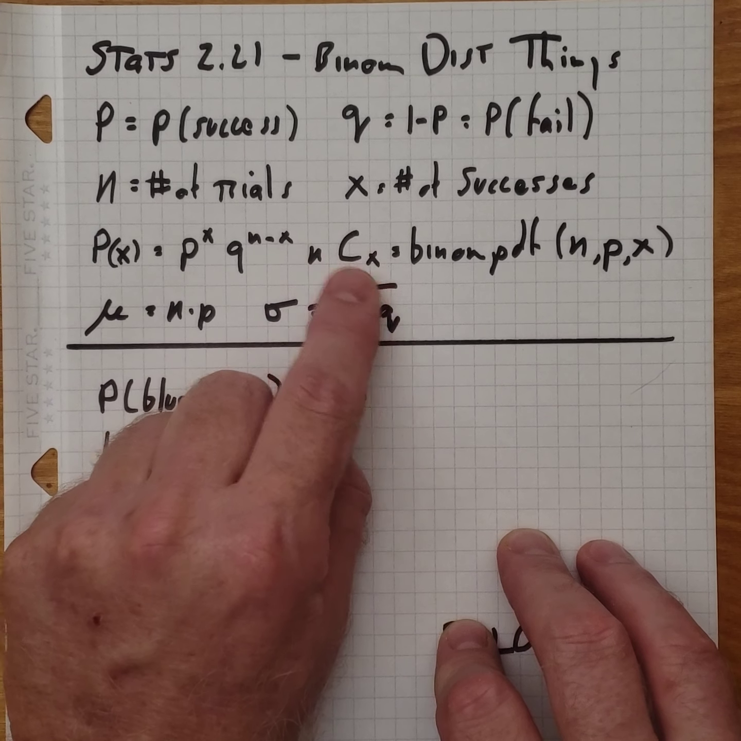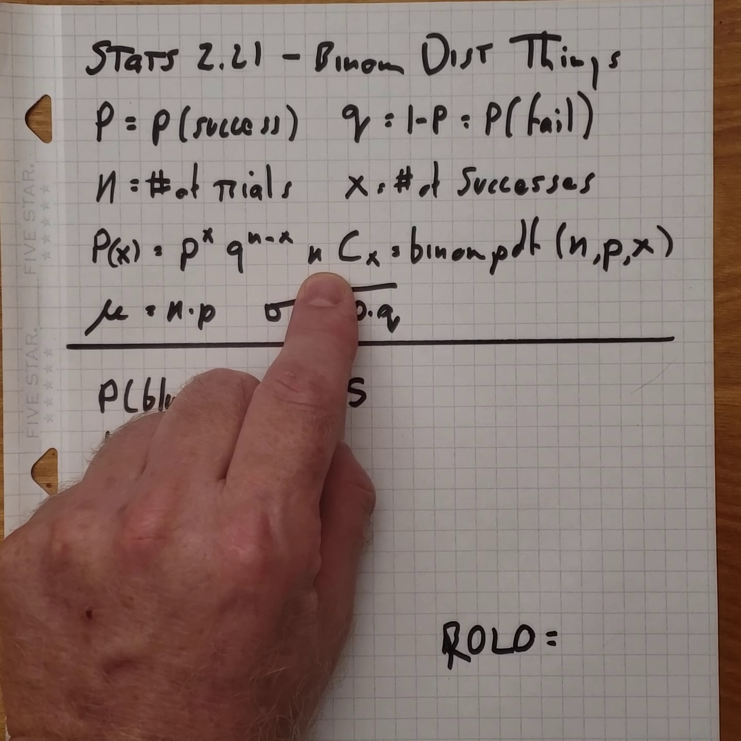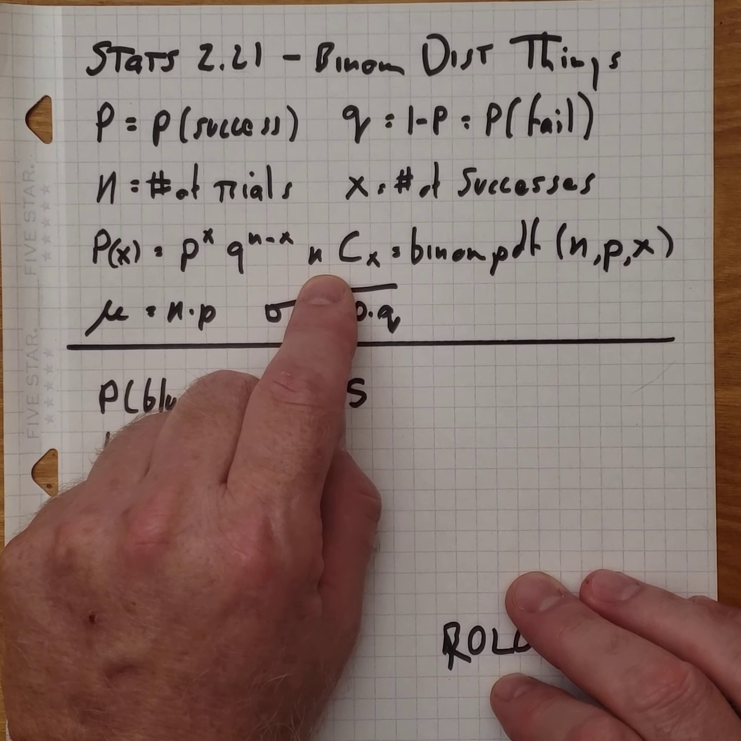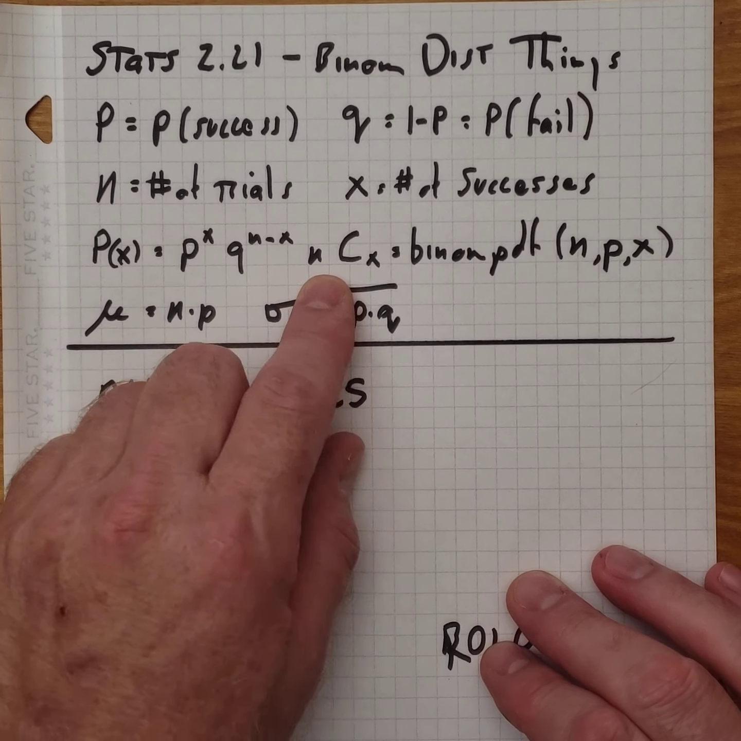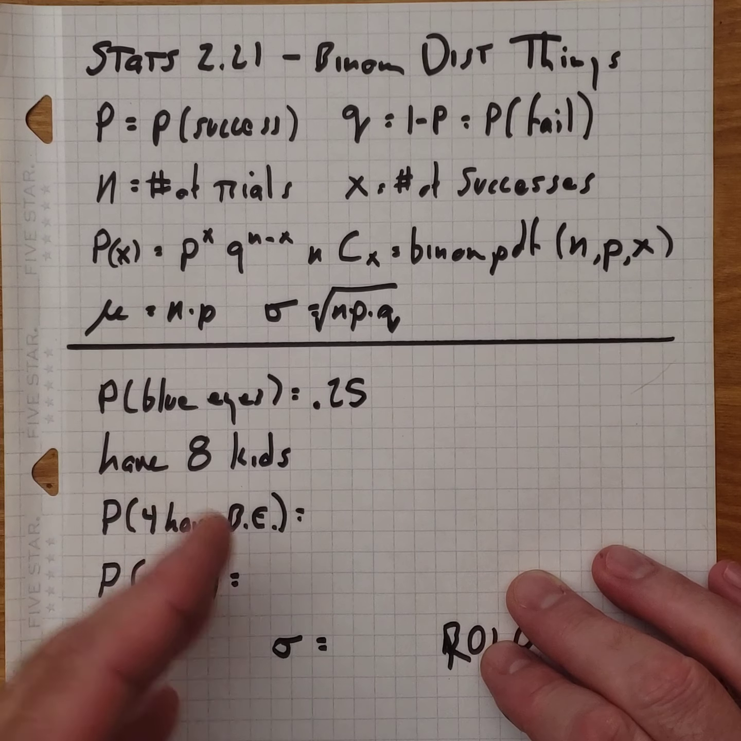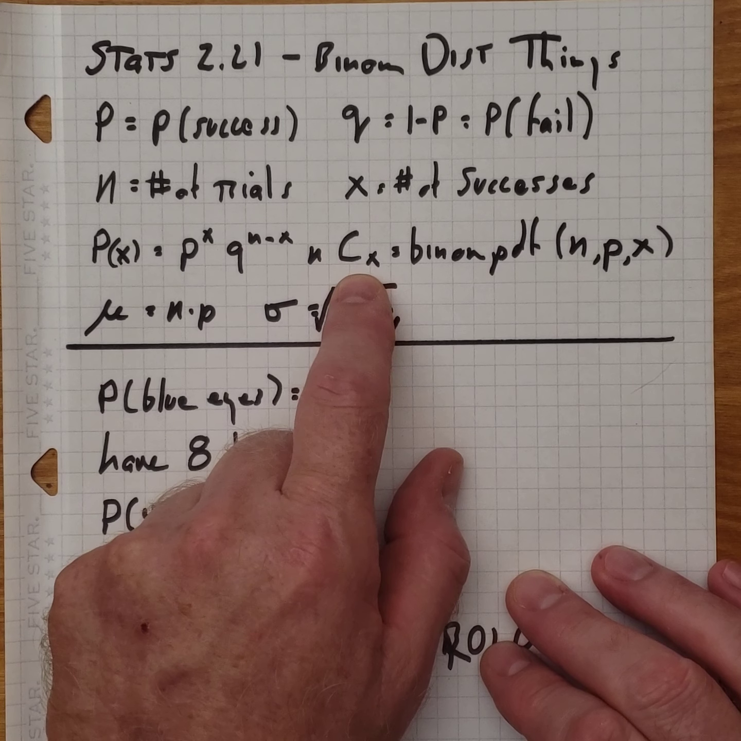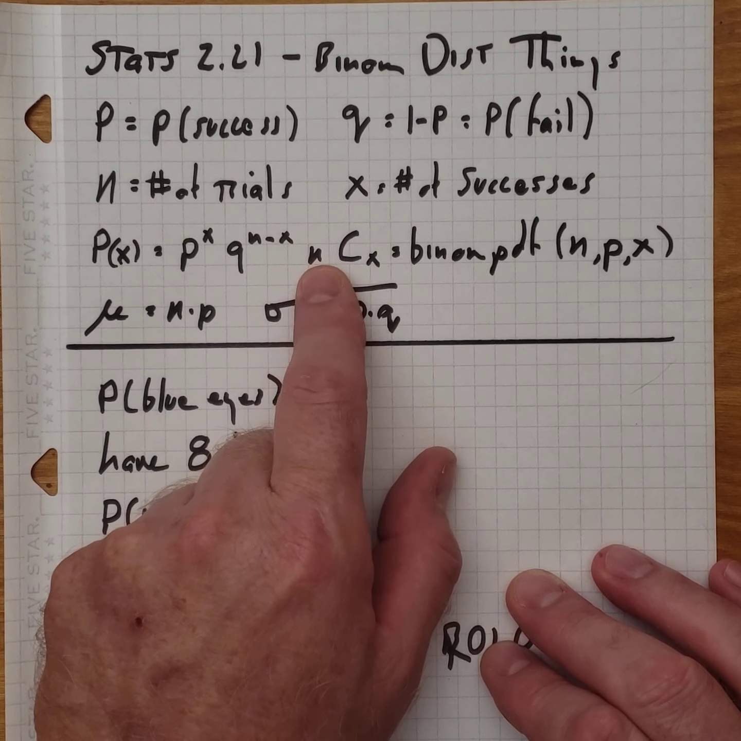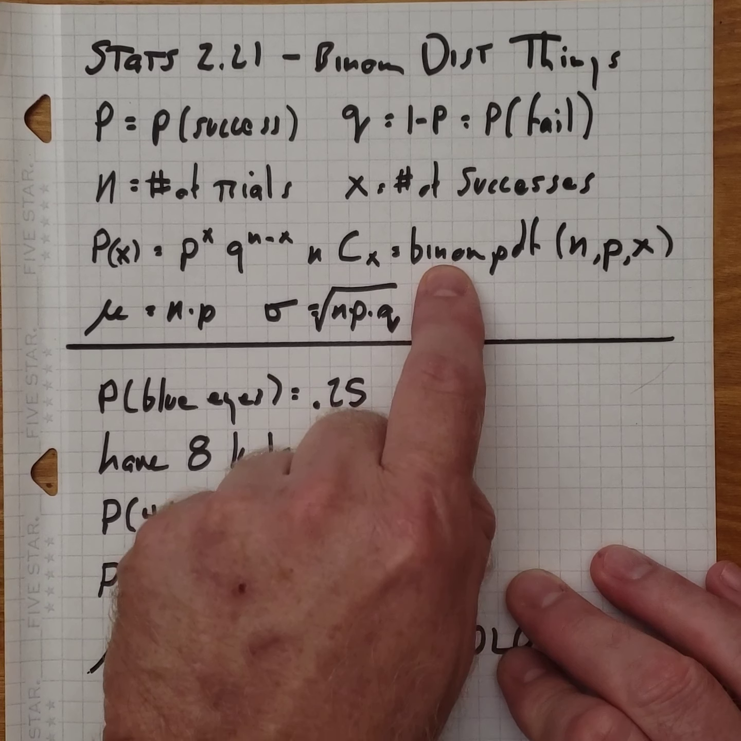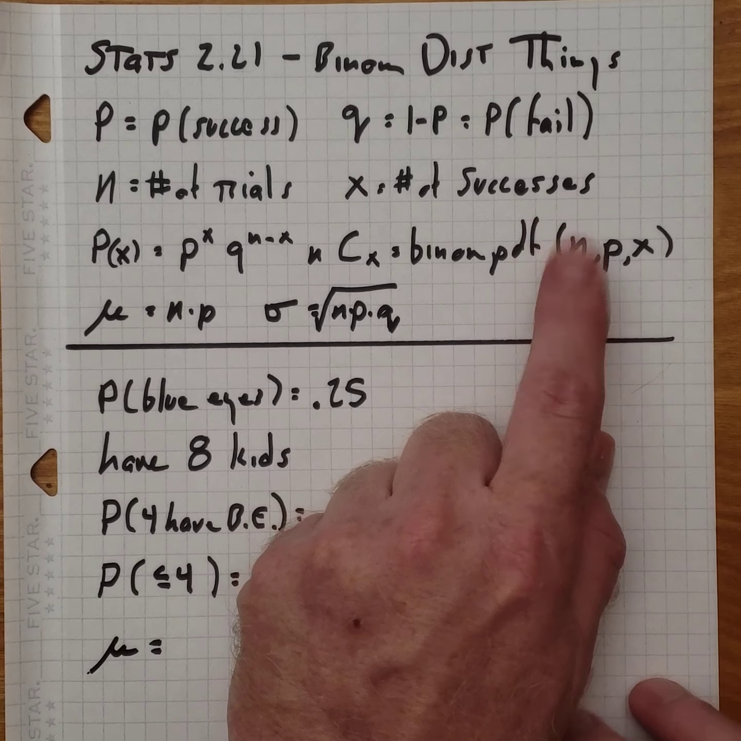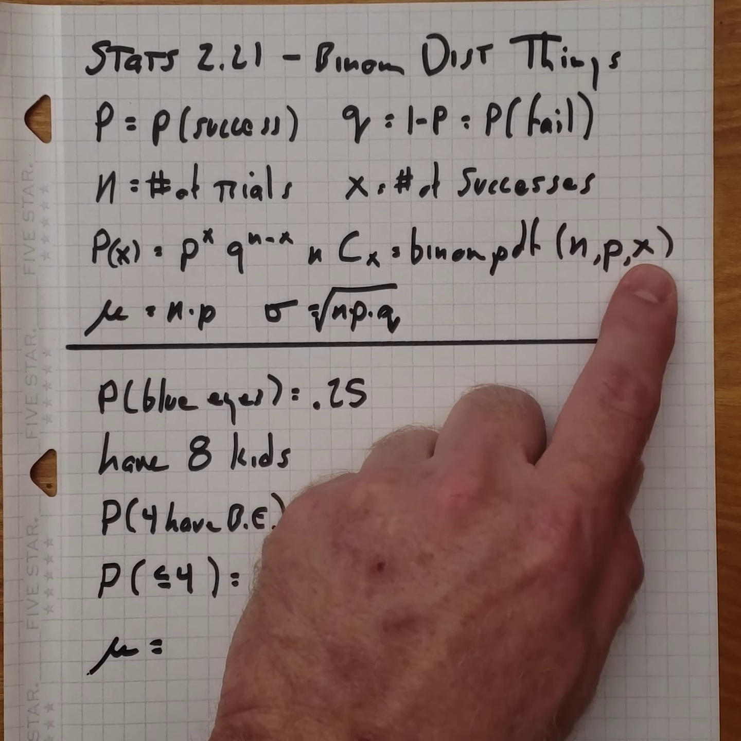And then NCX is really just how many different ways we can move those successes around within the trials. So if it's 2 out of 5, is it the first 2? Is it the last 2? Is it the third and the fourth? How many different ways can we move those successes around in the number of trials? We're just going to use binomial PDF in the calculator, and we have to put trials, probability, successes in that order.